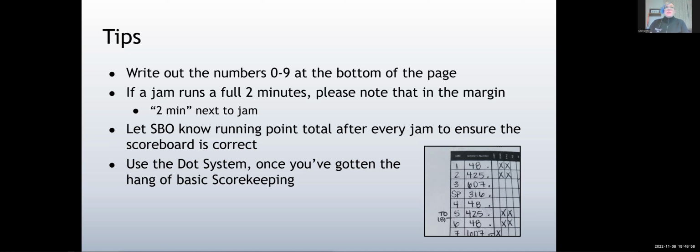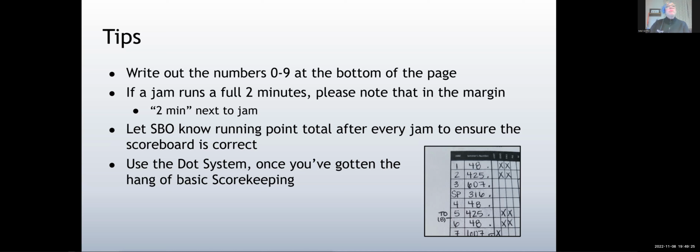It just helps your stats person. Now, if your jam runs a full 2 minutes, you've got blue got lead and then they lost lead. The jam's going to be 2 minutes long. I always write 2 minutes in the margin. It just helps when you have a lead and let's say you accidentally forgot to mark that they lost lead because they got a penalty or whatever.